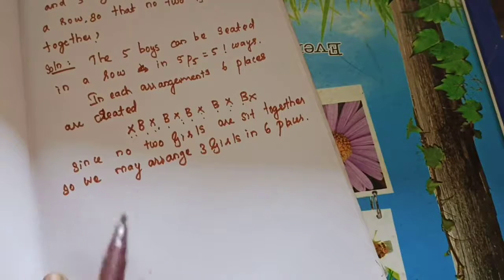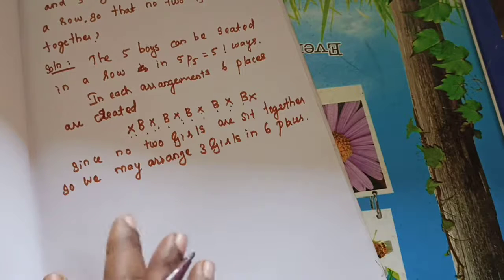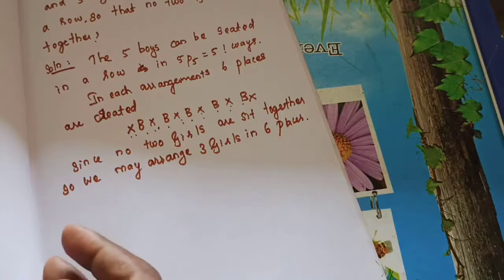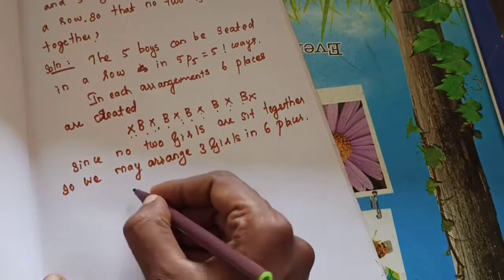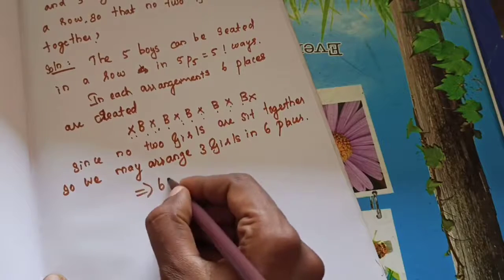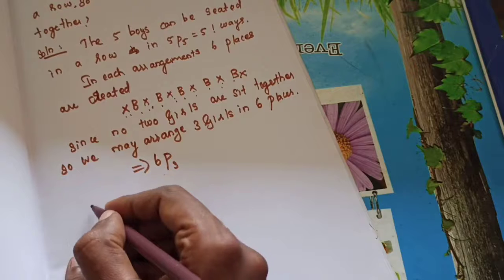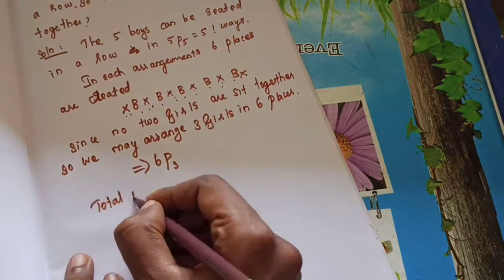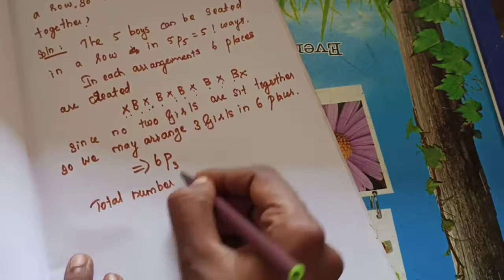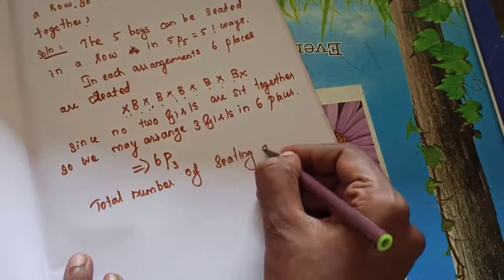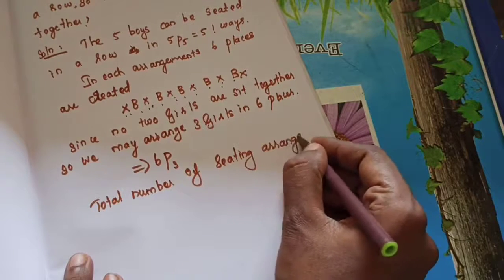So no 2 girls sit together. Already here 6 places are there for girls. So in those 6 places 3 girls can be accommodated anywhere. So how many ways are there? This can be done in 6P3 ways. So 6P3 ways are there. So total number of seating arrangement.